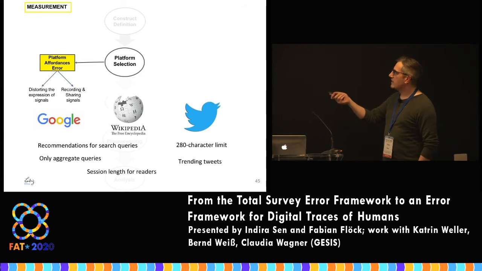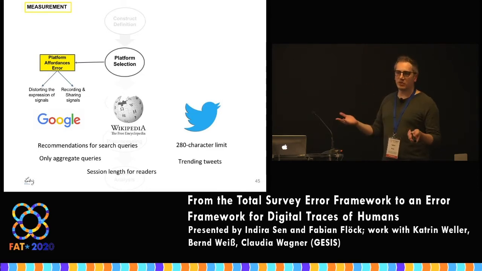So the first way is of distorting the expression of the people that are on the platform. So Twitter only allows 280 characters. Before, it allowed much less. Google gives you a recommendation for your search queries when you start typing. That probably changes the behavior of the people.